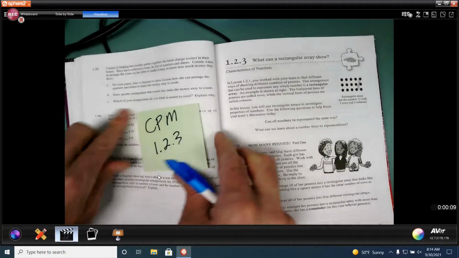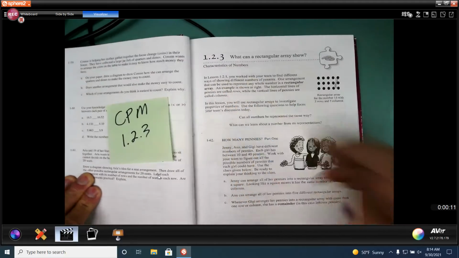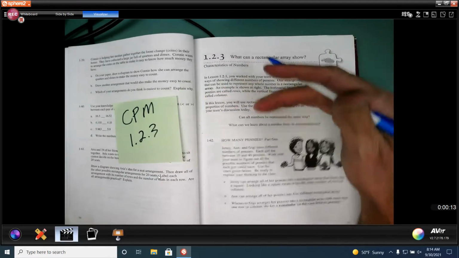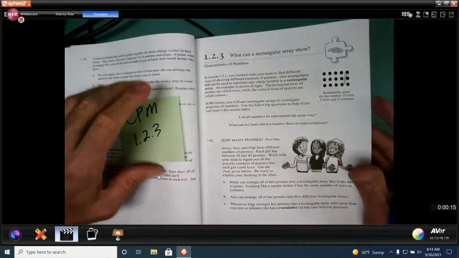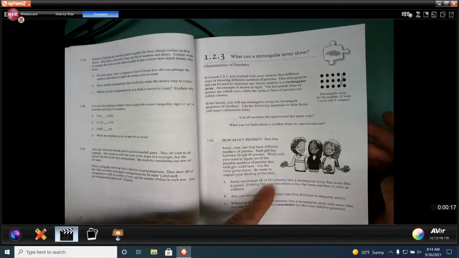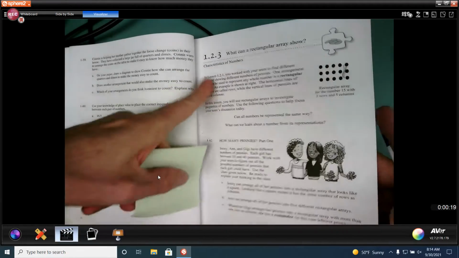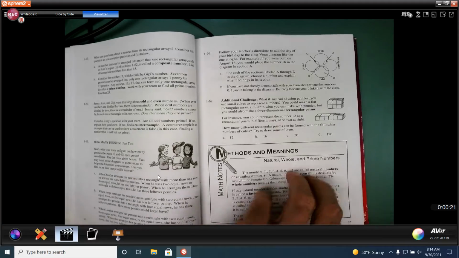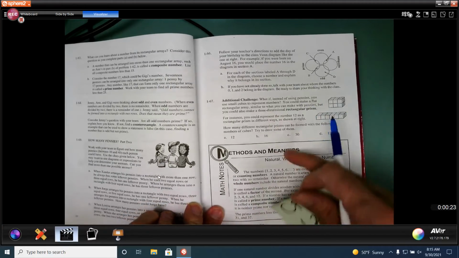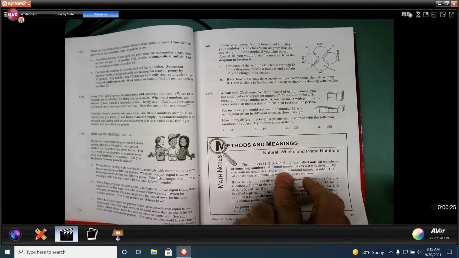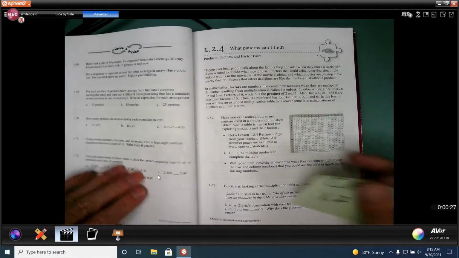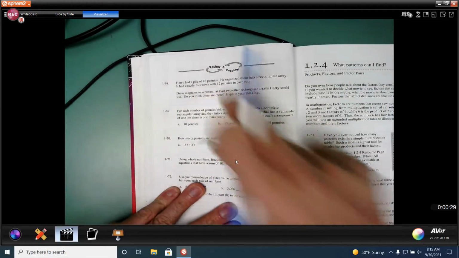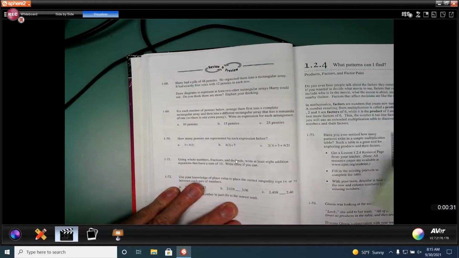We're doing 1.2.3 today. Now remember how this book works. We usually have the lesson start, and sometimes we'll do some of these activities in class. That's right after the start of the lesson, and oftentimes they will have methods and meanings, and that's where they sort of teach you how to do different things. And the homework is almost always going to be where it says review and preview. So that's where we're starting.